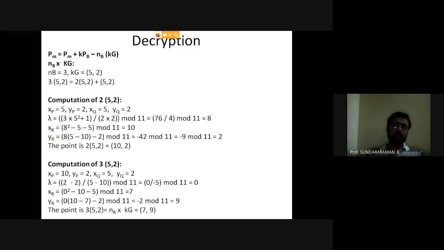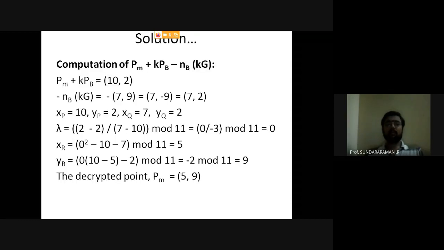Now what is the next step? This Nb into Kg has to be subtracted from Pm plus K into Pb. Therefore, what I require, I already told you, right? A minus B can be done by performing A plus of minus B. Now just look at this particular statement. Minus Nb of Kg, that is equal to minus of 7 comma 9. What is minus of 7 comma 9? 7 comma minus 9, because we have to take the mirror point now.